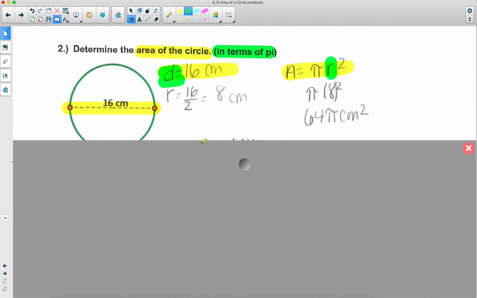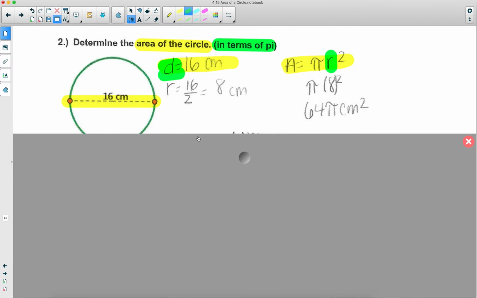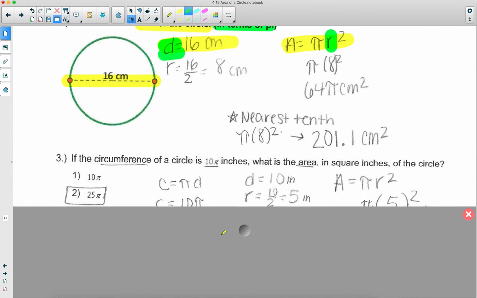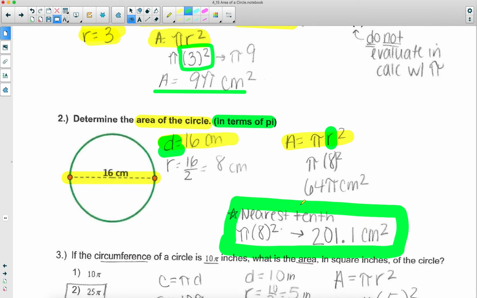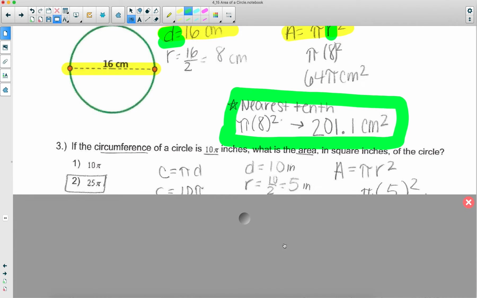Okay, so two very similar questions. One gave the diameter, one gave the radius, both in terms of pi. And then finally, for this one, I think I was just showing you for number 2 here. If you wanted to round to the nearest decimal, like the nearest tenth, and it didn't say in terms of pi, you would just put everything right into your calculator and then round. Okay, so in terms of pi means you see pi in your answer. If it asked you to round to a decimal of any sort, you would just evaluate everything and then round.